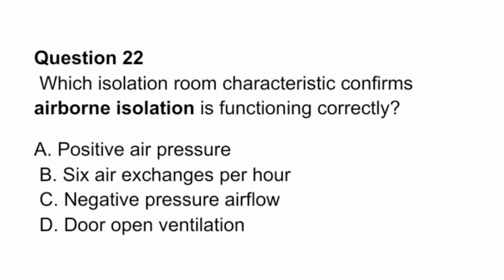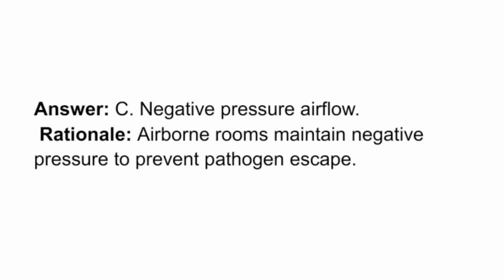Question 22. Which isolation room characteristic confirms airborne isolation is functioning correctly? A, positive air pressure. B, 6 air exchanges per hour. C, negative pressure airflow. D, door open ventilation. Answer C, negative pressure airflow. Rationale, airborne rooms maintain negative pressure to prevent pathogen escape.